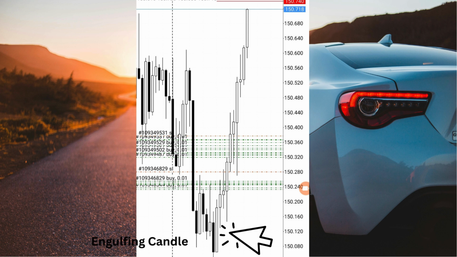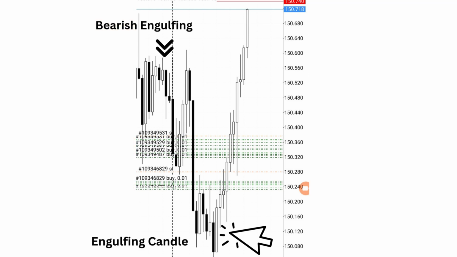2. The engulfing candle. This is when a candle completely swallows the previous one, body and sometimes wicks. What does this mean? It means momentum has taken control. A bullish engulfing after a downtrend? Buyers just overpowered sellers. A bearish engulfing at the top? The tide is turning. Engulfing candles are not just signals, they are statements. They say, we are taking over now.